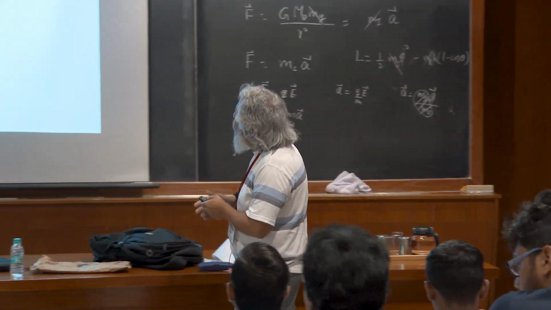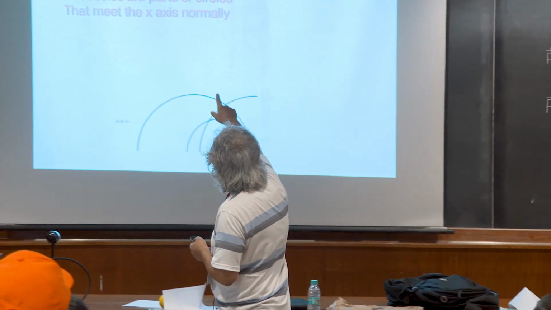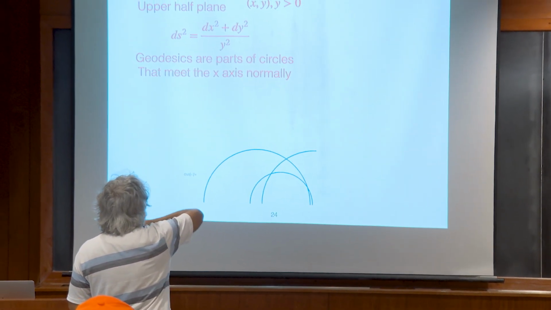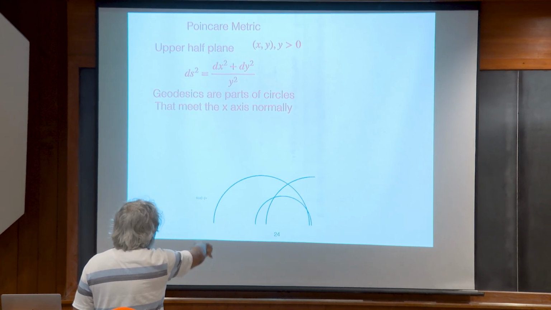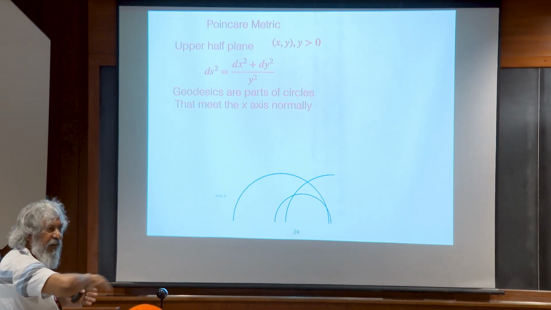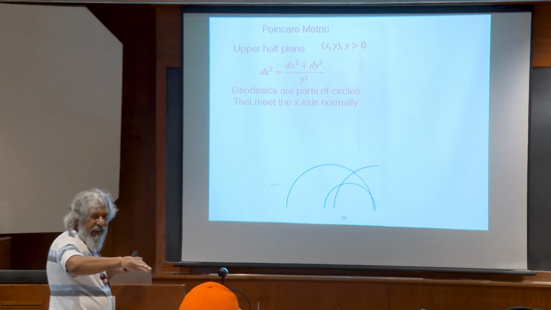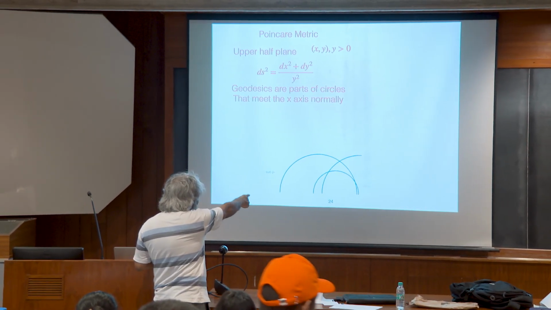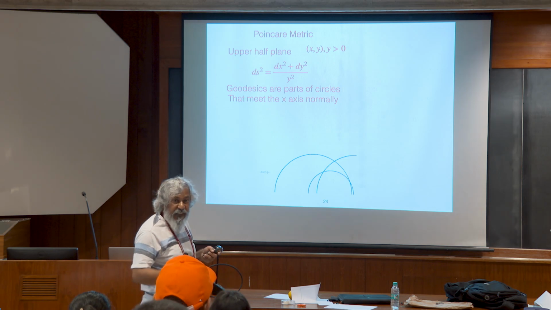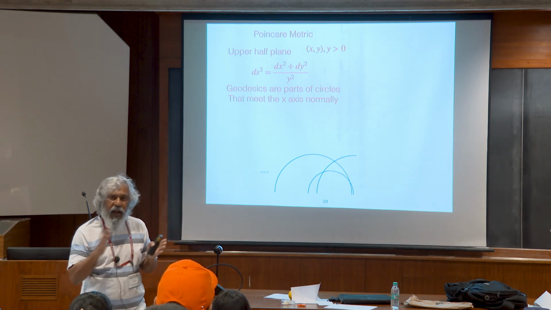And I don't have time to talk about this. There's some way of representing the space on the upper half plane by writing down this metric. And you find that the geodesics are actually circles which are normal to the real axis, to the x-axis. All these are geodesics, and you can see that there's a triangle here, and the sum of the angles doesn't add up to 180 degrees. It's less than 180 degrees for a hyperbolic triangle.